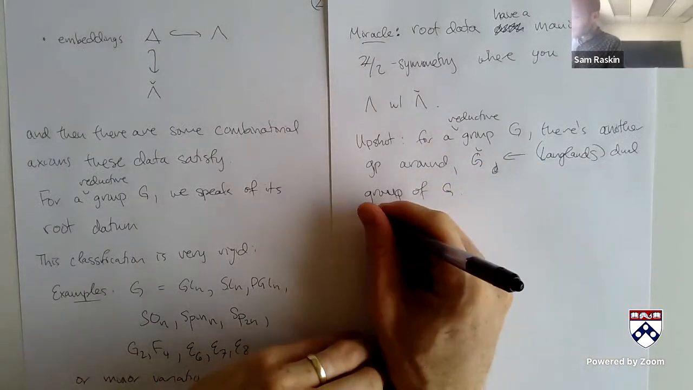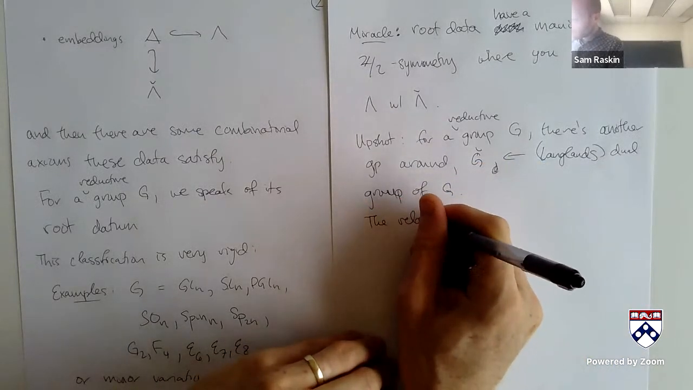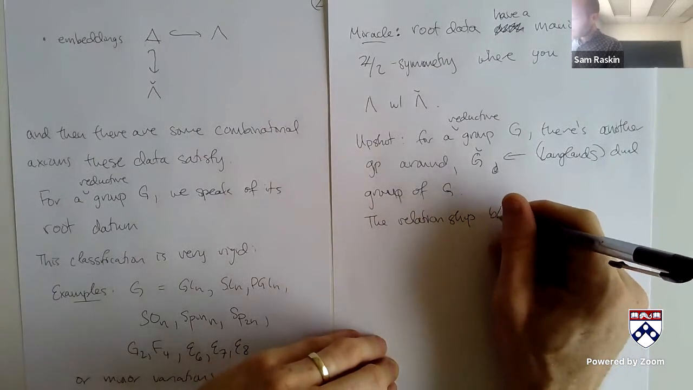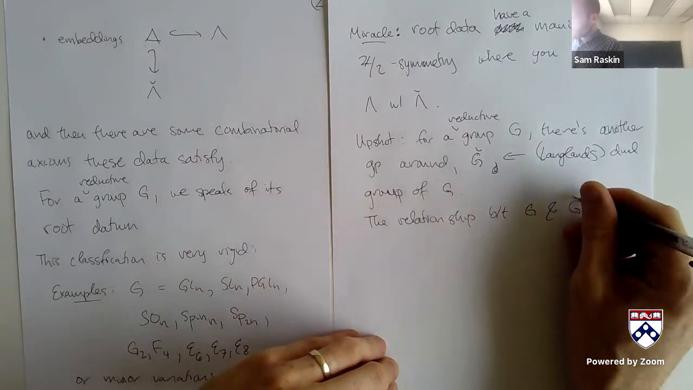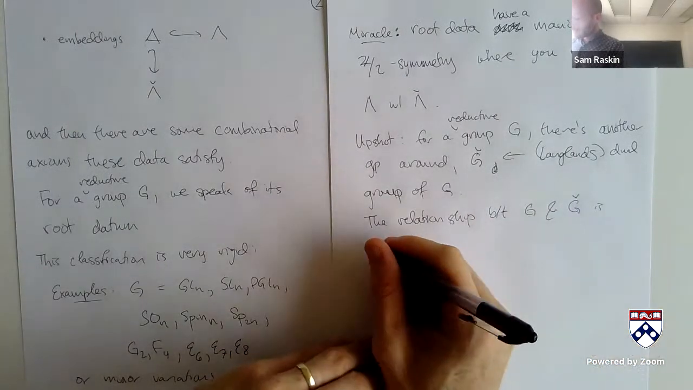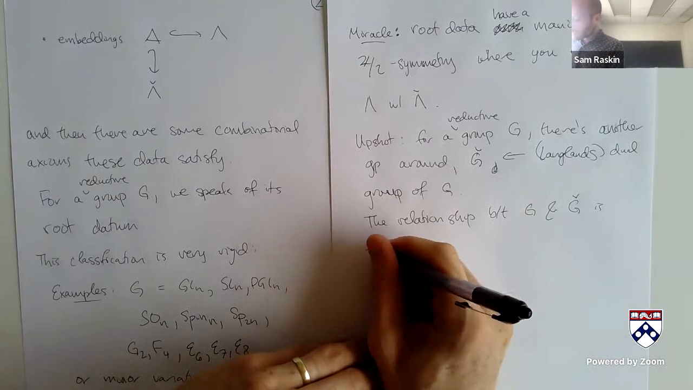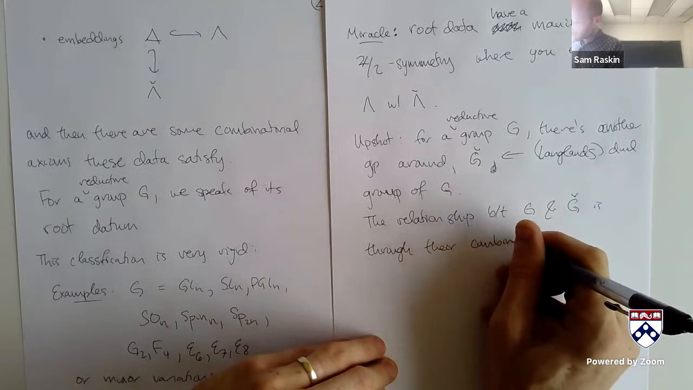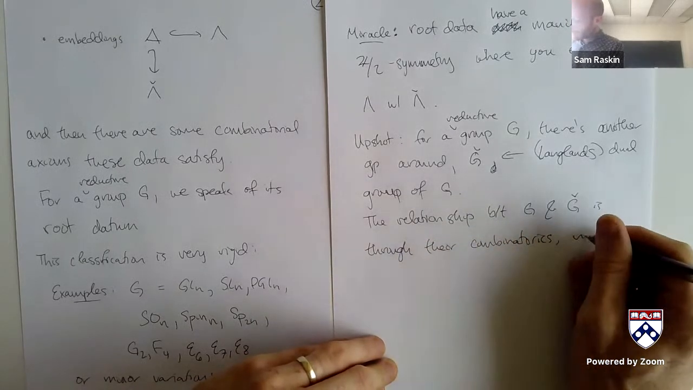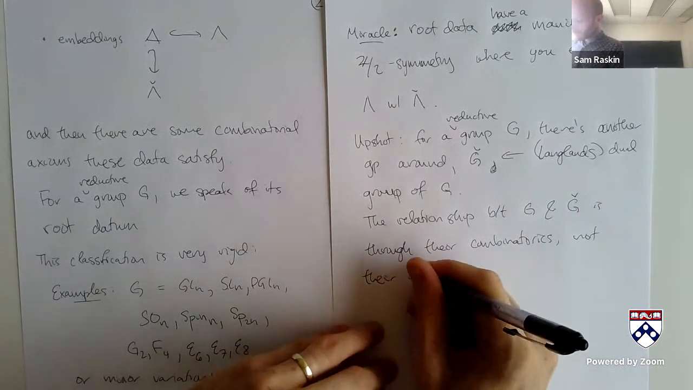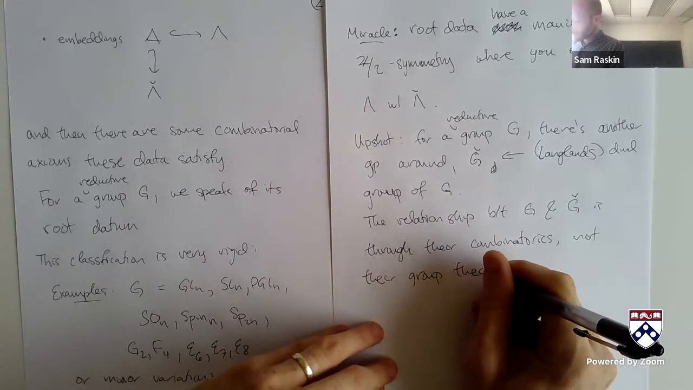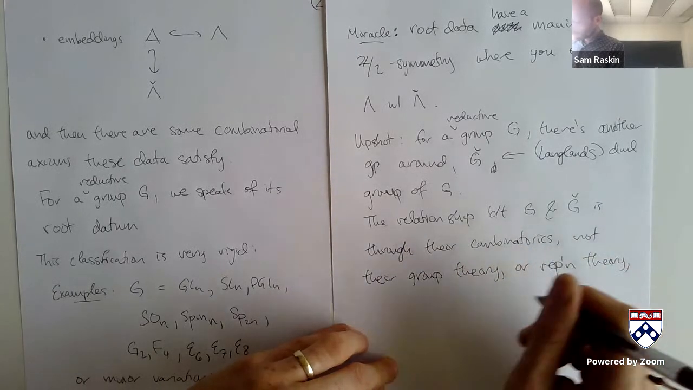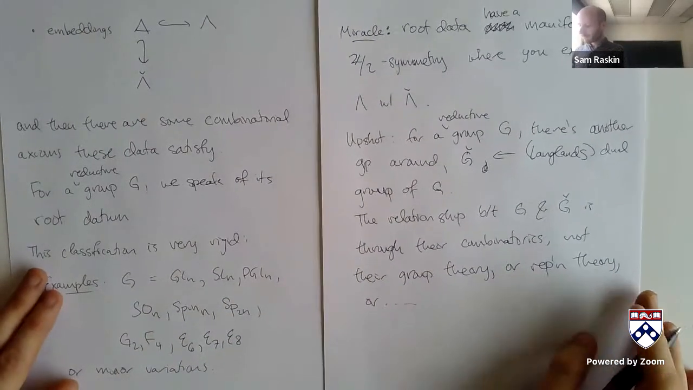And the relationship between G and G check is really through their combinatorics. Not their group theory or their representation theory, or any such thing.